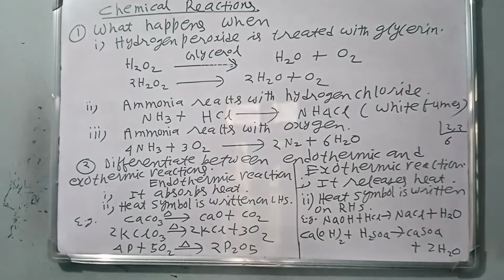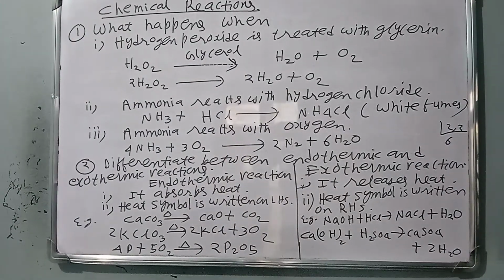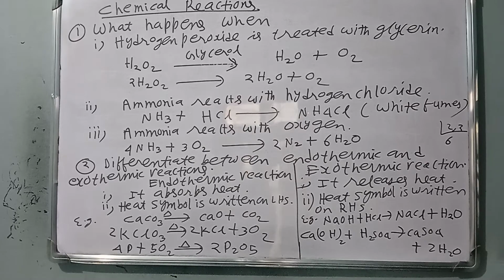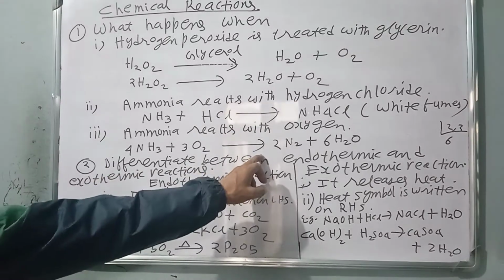Now, again, final revision. What happens when hydrogen peroxide is treated with glycerin? Hydrogen peroxide decomposes into water and oxygen. Number 2, ammonia reacts with hydrogen chloride. NH3 plus HCl gives NH4Cl. Ammonia and hydrochloric acid give ammonium chloride, white fumes. Ammonia reacts with oxygen. 4NH3 plus 3O2 gives 2N2 plus 6H2O. I have written a balanced equation directly.